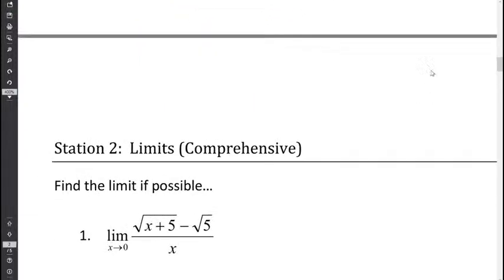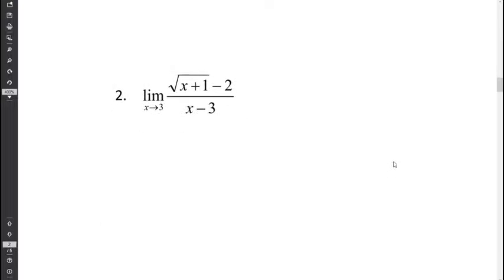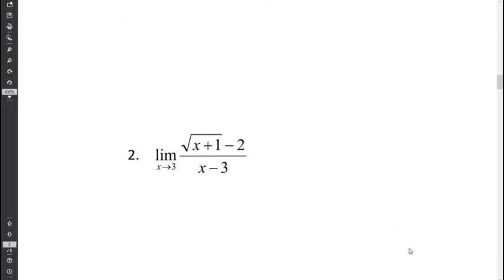Okay. Multiply top and bottom by what? The square root of x plus 1 plus 2 on top and bottom to get some things to cancel. And you'd wind up with an x minus 3 on top that would cancel with the x minus 3 on the bottom.